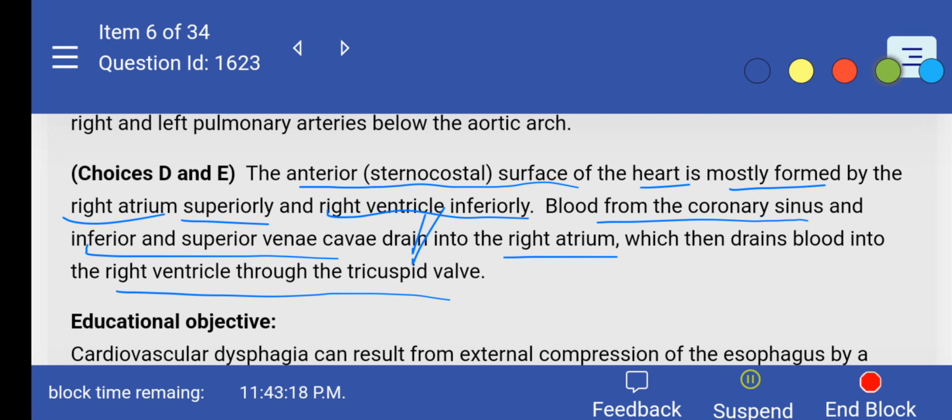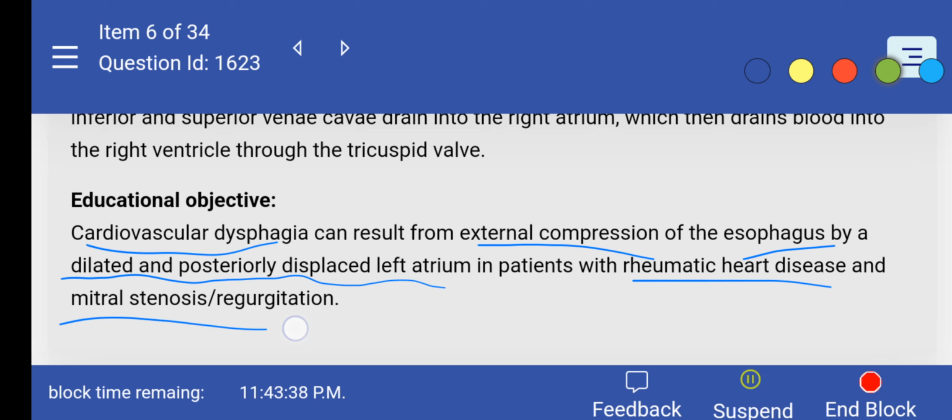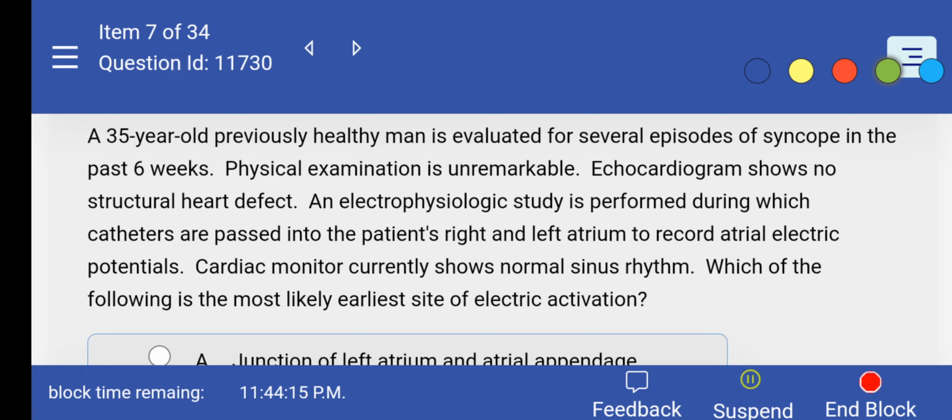Okay, simple. So cardiovascular dysphagia can result from external compression of the esophagus by a dilated and posteriorly displaced left atrium in patients with rheumatic heart disease and mitral stenosis and regurgitation. This is important. If there is mitral stenosis, or mitral stenosis and regurgitation, that would lead to compression of the esophagus. Now this question is easier than the previous one.